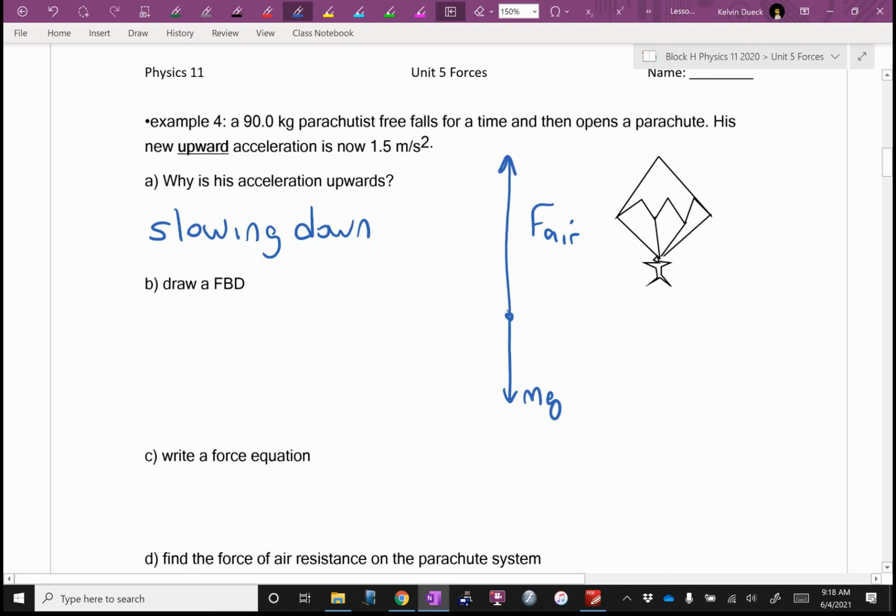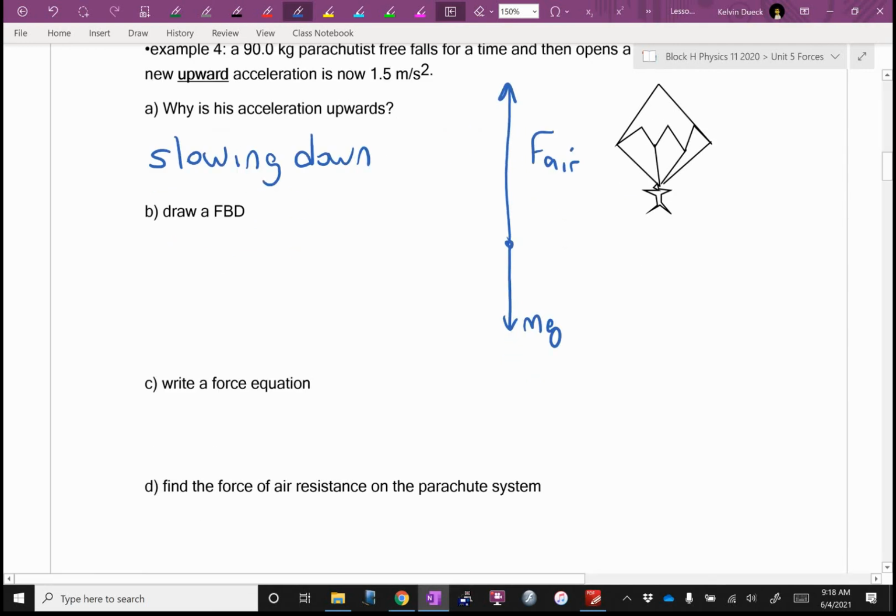C says write a force equation. Oh, okay. We can handle that. Malcolm, who's winning? Who's the loser? Nick, you didn't see. He looked at you. Look, he started to put his name on things now. He's not a loser. He's remembering to put his name on things now.